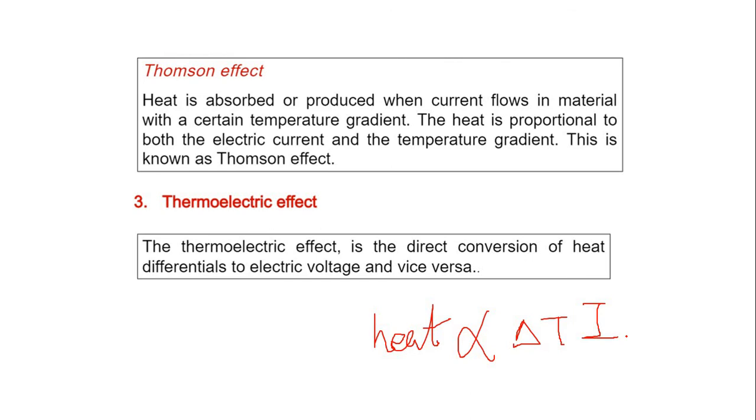It is a combination of both the Seebeck effect and the Peltier effect. Thomson states that heat is absorbed or produced when current flows in the material with a certain temperature gradient, and the heat produced in the Thomson effect is dependent on both the temperature gradient and the electric current. This is known as the Thomson effect.